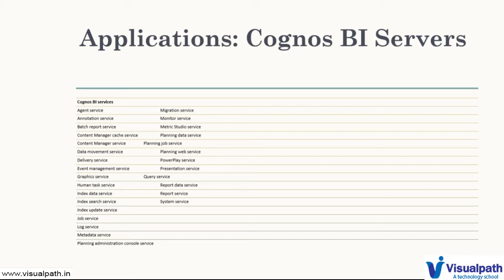Then we have the data movement service. The data movement service manages the execution of data movement tasks of IBM Cognos BI. Moreover, data movement tasks such as builds and job streams are created in Data Manager Designer and published to IBM Cognos BI. Then we have the delivery service. The delivery service sends email to an external SMTP server on behalf of other services such as the report service, job service, agent service, or data integration service.